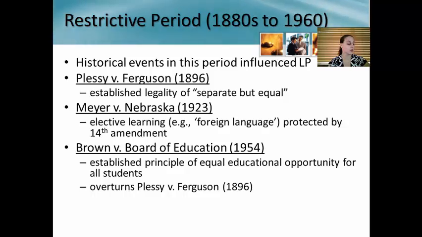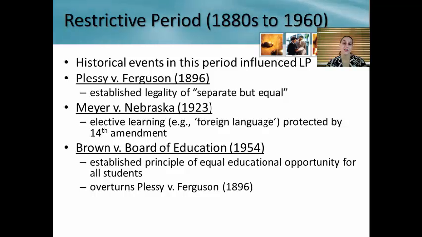So the next law that we're going to talk about... well, actually, before I get to the next law, which was Brown versus Board of Education, another very important law, let me tell you a little bit more about these attempts to try and restrict language during this period. And these attempts are often linked to the concerns of the individuals who spoke these languages.